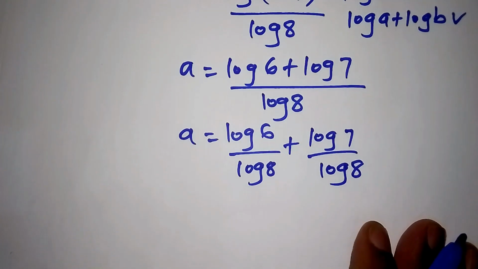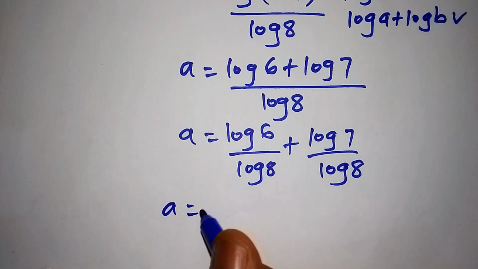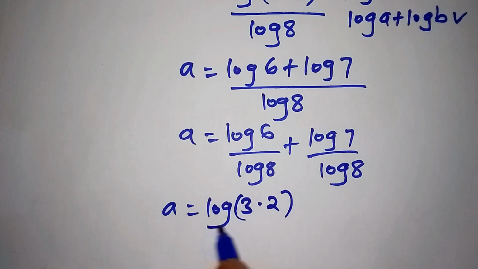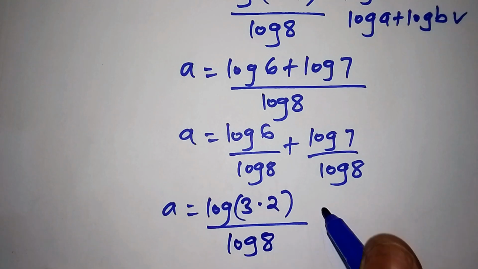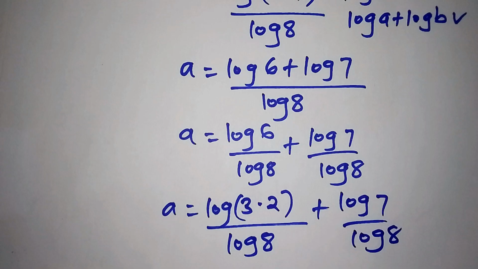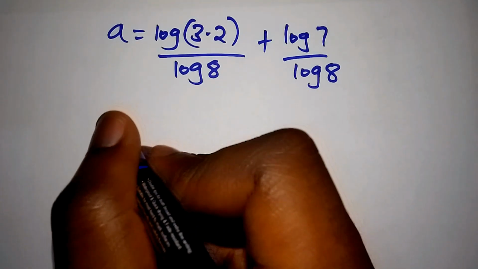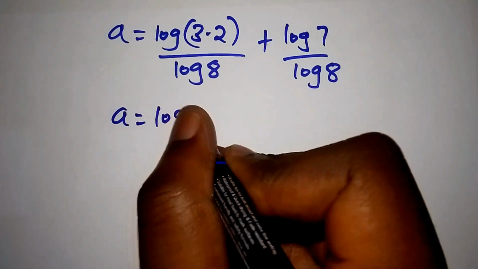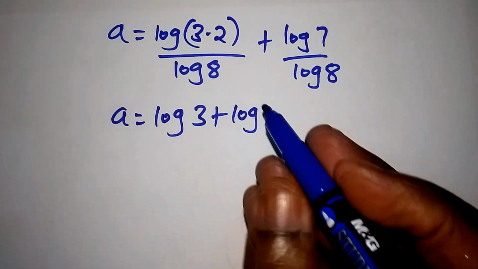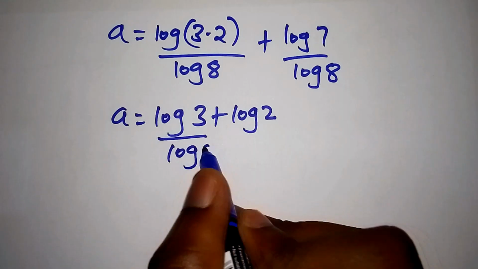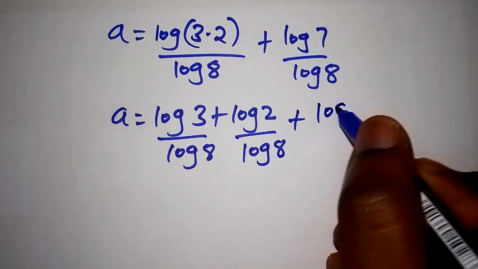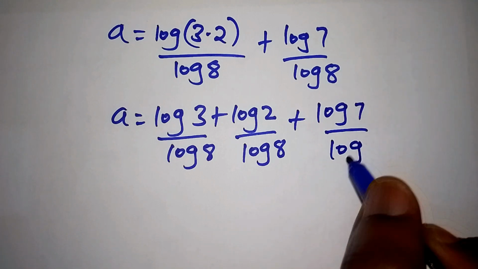Next, the value of a is equal to log 6, which can still be written as the log of 3 multiplied by 2, all over the log of 8, plus the log of 7 all over the log of 8. So now a is equal to log 3 plus the log of 2, all divided by the log of 8, plus the log of 7 all over the log of 8.